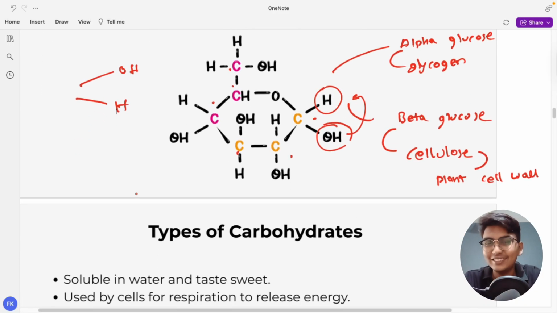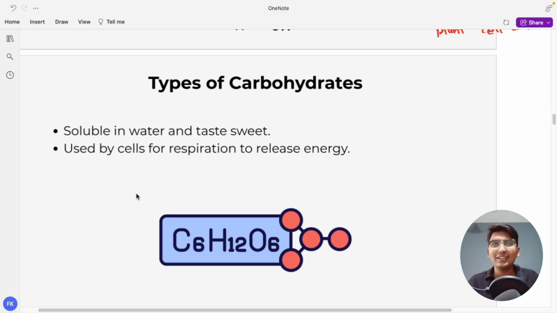Isn't it interesting? Now let's read more about carbohydrate. They are soluble in water, as you all know, and they taste sweet, right? The sweetening agents are usually monosaccharides like glucose, fructose, galactose. Fructose is one of the common ones, by the way. They are also used in respiration to release energy, right? We need ATP to survive.